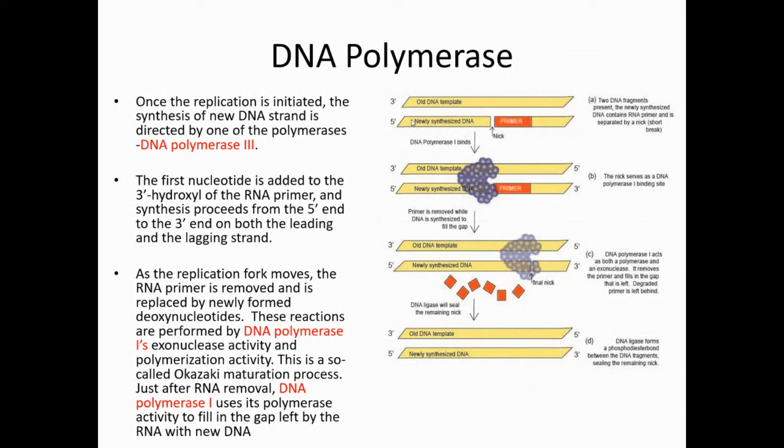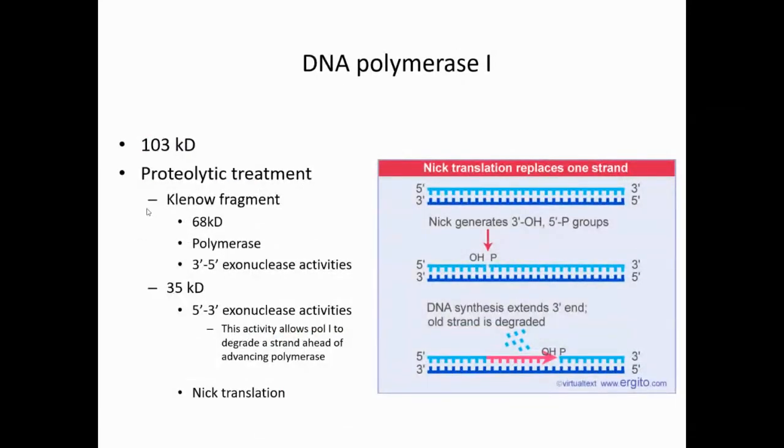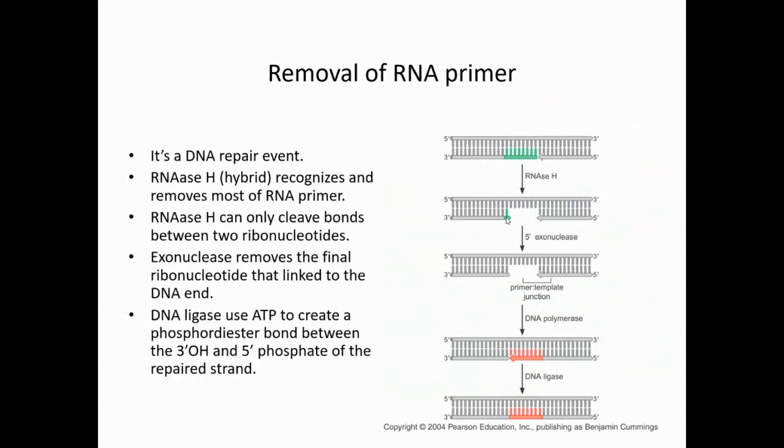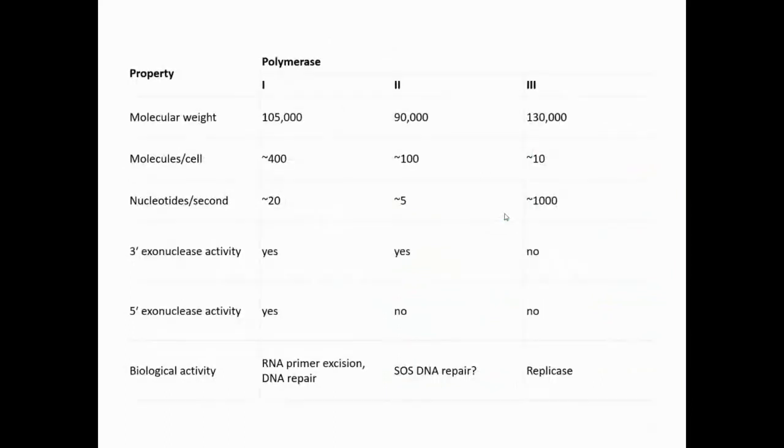So here is a more detailed explanation: once DNA polymerase 3 is initiated, it performs the job. In the end, DNA polymerase 1 helps to remove the RNA primer and also fill in the gap. Polymerase 1 has the Klenow fragment, with 3' to 5' exonuclease activity and 5' to 3' exonuclease activity, so that it can remove the final RNA primer. RNase H can only remove the RNA between two RNA sequences, and the final one has to be removed by the exonuclease activity of DNA polymerase 1.